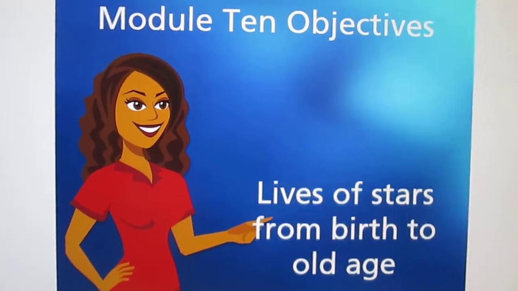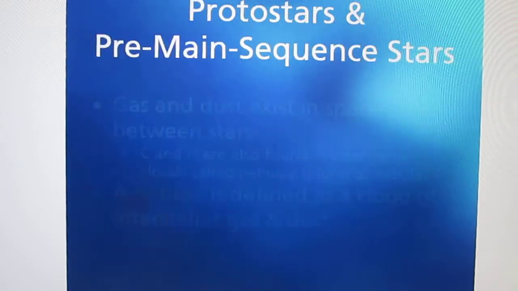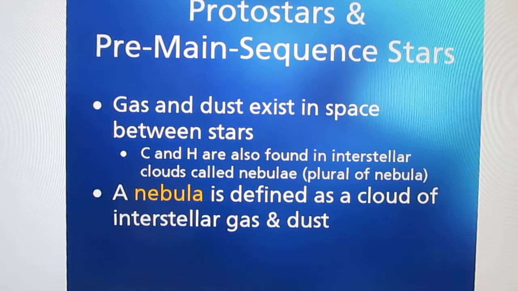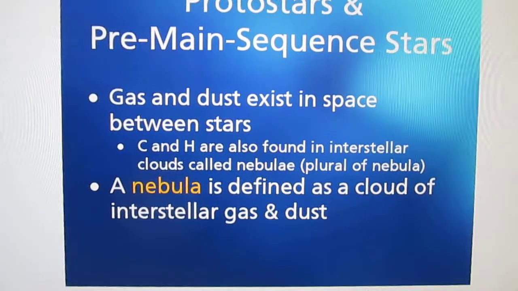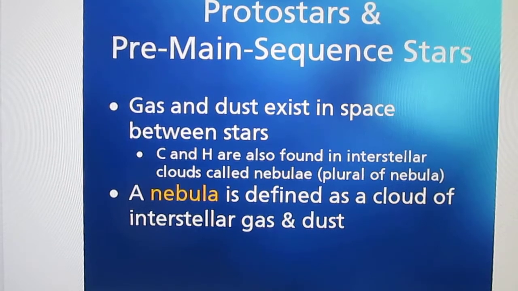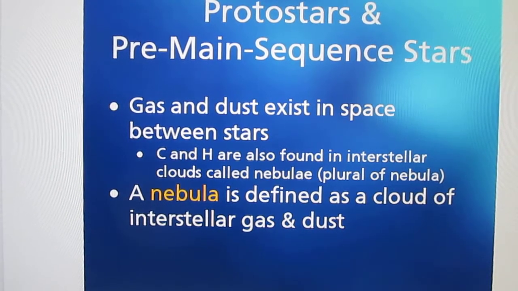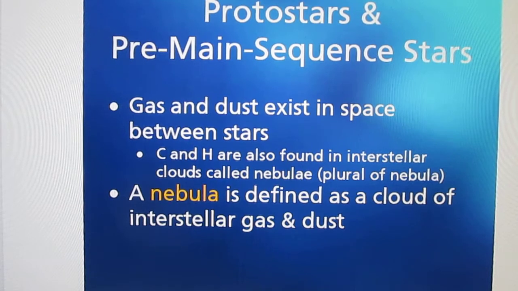In this module, we'll explore the life of stars from birth to old age. Gas and dust exist in the space between stars. These are called protostars and pre-main sequence stars. And they are formed in nebula regions, the big clouds of gas and dust, which as the gas and dust collides forms the stars and planets in space.